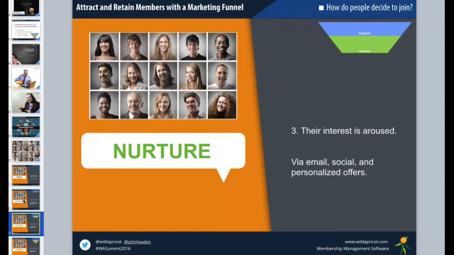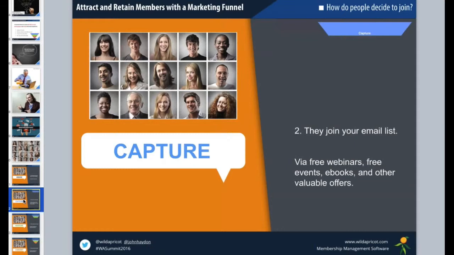The next phase, and if you could see up in the top right, we're building a funnel as we go. We're starting from 30,000 feet here, by the way. So I'm just going to back up a little bit. People become aware of your organization. They join your email list, but really what they're doing is downloading a valuable resource or signing up for that really cool free webinar.